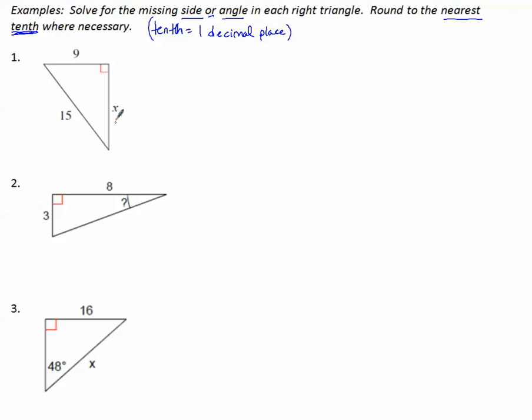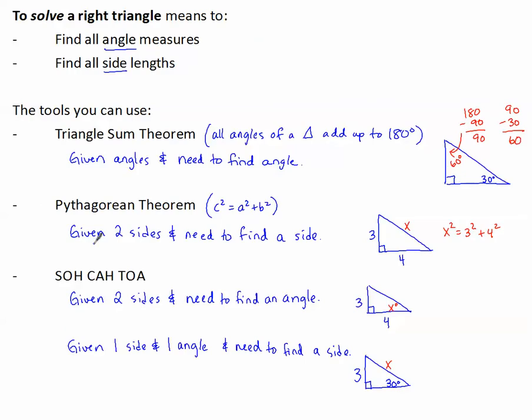So what are we given here? We're given two sides and we're looking for a side. Can you think about which skill that requires? Given two sides and need to find a side. If it's all about the sides, it's Pythagorean theorem.